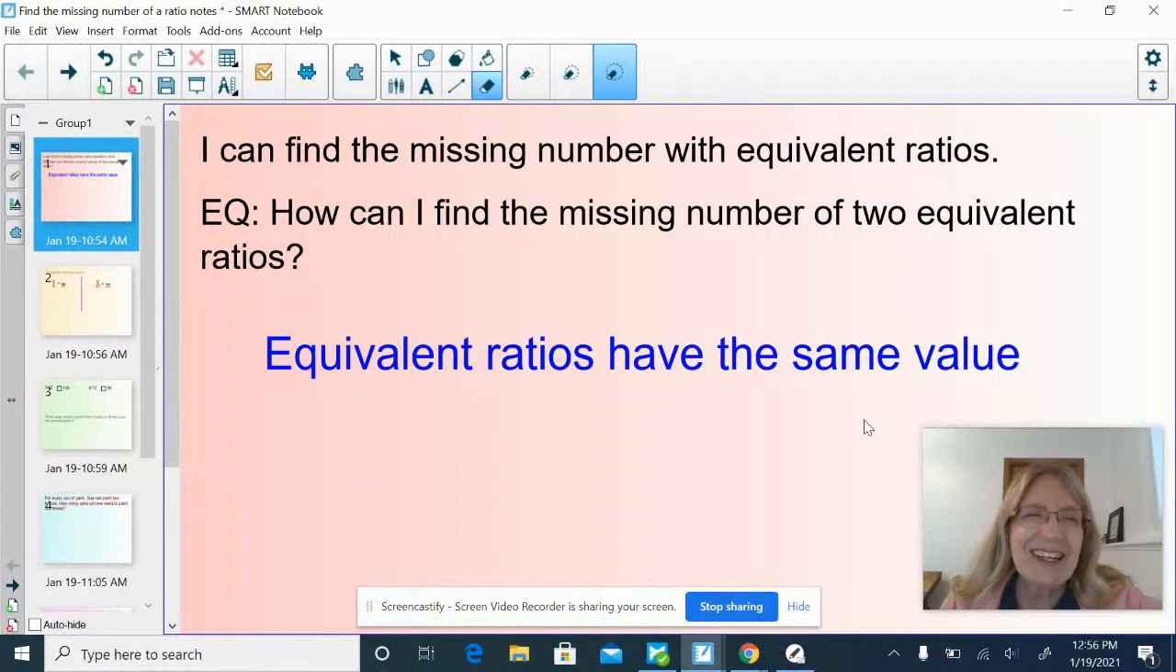All right, so this one, I can find the missing number with equivalent ratios. I think it'll be pretty easy, you guys, because I'm thinking in my mind, the setup for ratios is a lot like fractions and finding an equivalent fraction either by multiplying the denominator and numerator or dividing. So just a vocabulary word, equivalent ratios have the same value.